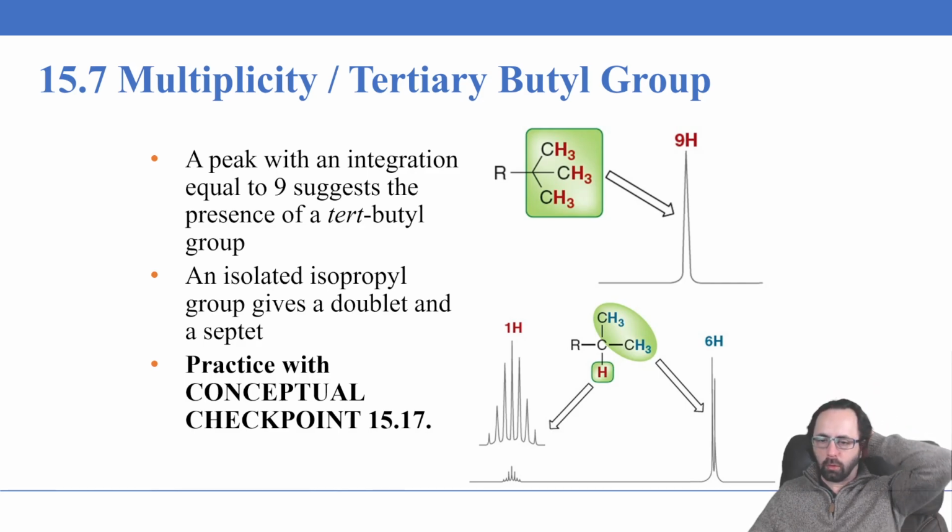For an isopropyl group, you have 6 hydrogens that have only 1 hydrogen on the neighboring carbon. And so you'll get 6 hydrogens split as a doublet. And then for this hydrogen, you'll have 6 neighboring hydrogens, so you'll get a septet out of that. 7 peaks, or 6 plus 1. And so this 1 hydrogen septet, along with the 6 hydrogen doublet, is a clear indication of an isolated isopropyl group.